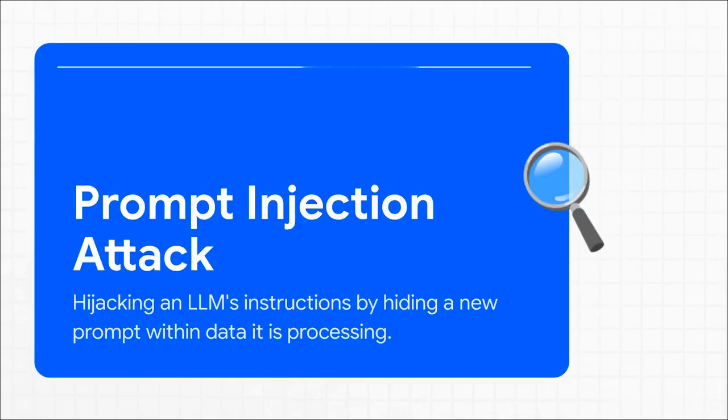But there's an even sneakier attack out there called prompt injection. This is where things get really devious. An attacker can hide malicious commands inside a document, or a web page, or an email that they know the AI is going to read.